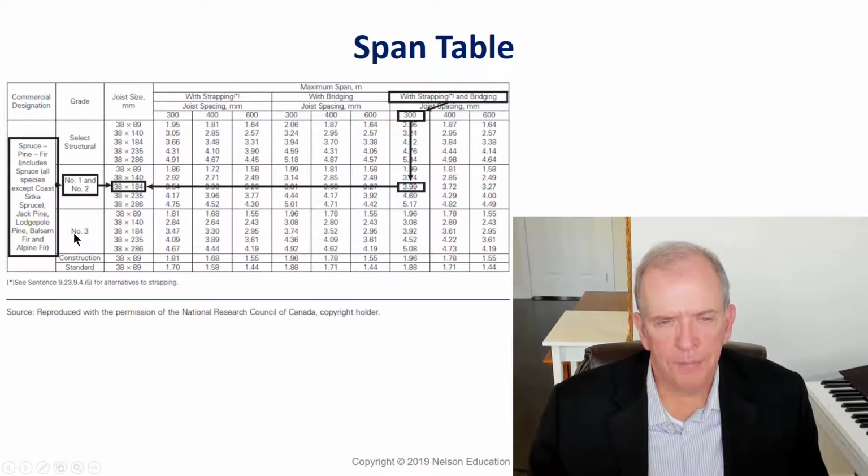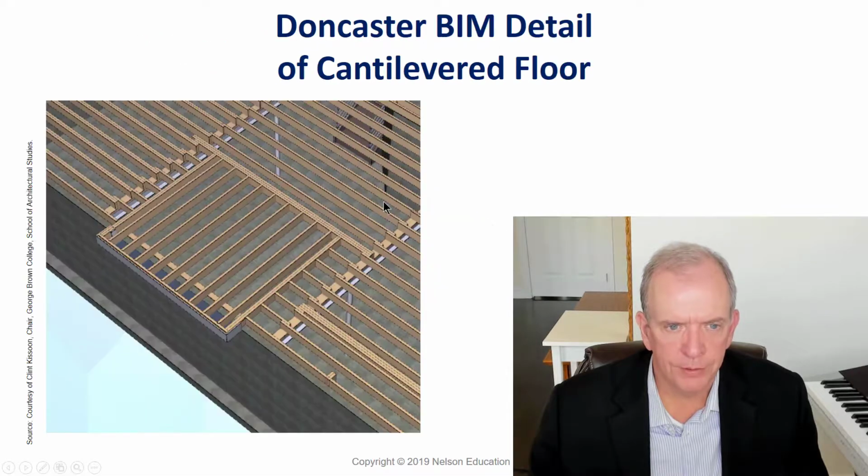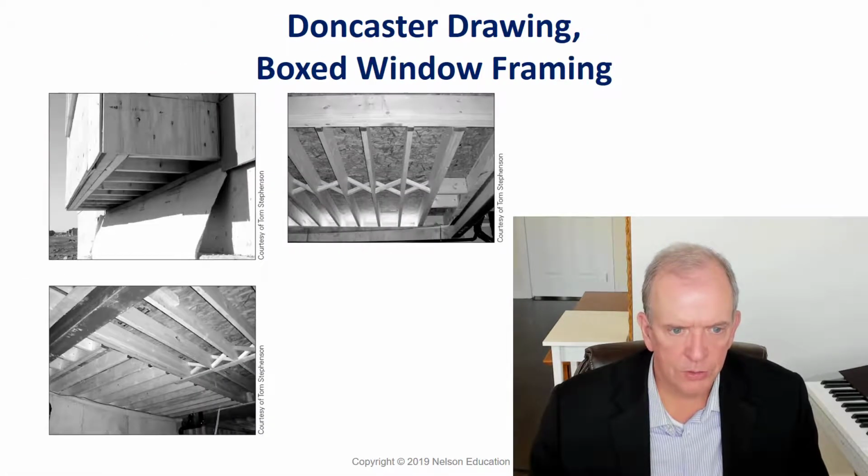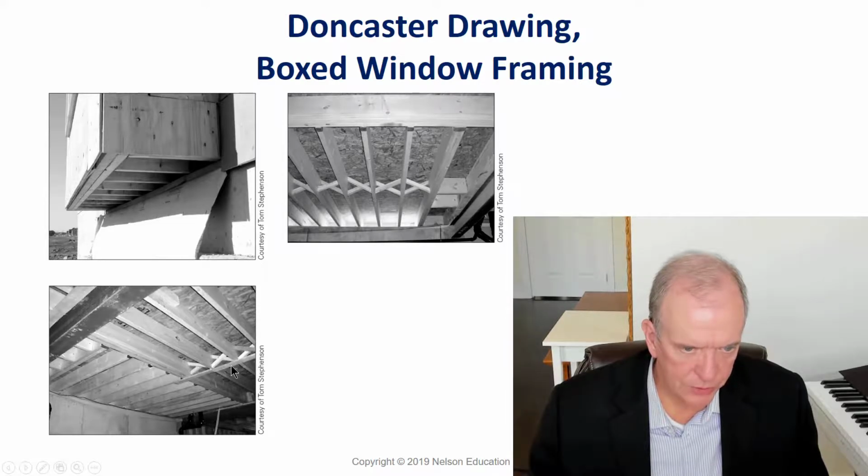And so if I had a particular span that I was looking at, say a span of maybe 3.8, I might then look at my table. This is with strapping and bridging, this particular one. When you have strapping and bridging, it can go a little bit further. So strapping, you see that strap there? That's strapping and bridging. There's your bridging, there's a strap.